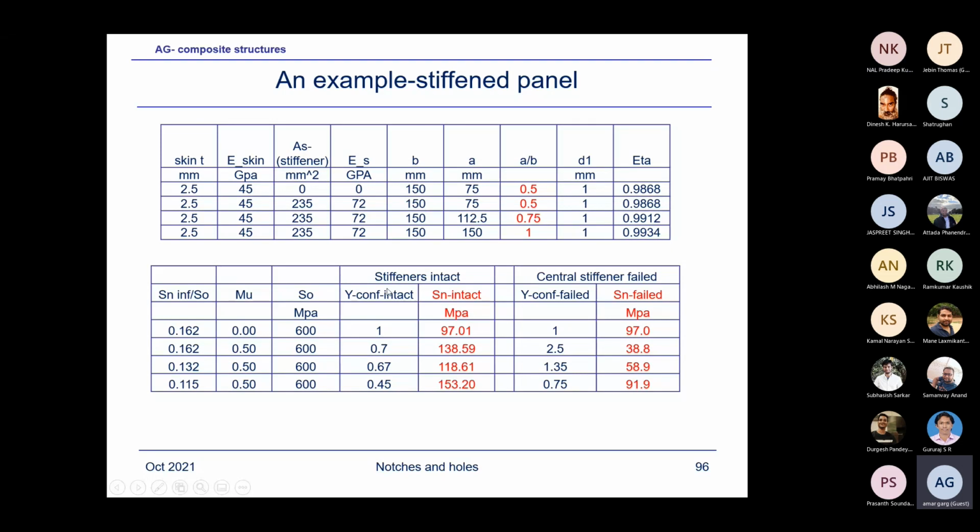And when the stiffener's intact, that first chart which I showed, if you pick up the configuration factor, initially it is 1 here, because there is no stiffener consideration we are considering. 0.162 here, 0.7, 0.67. So these values I have read from this one.